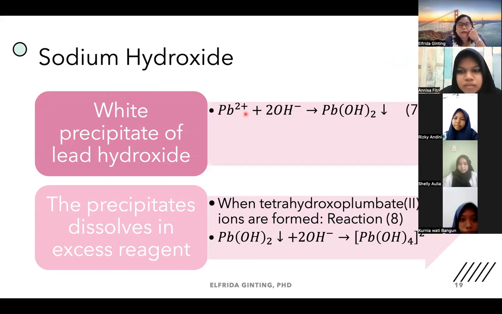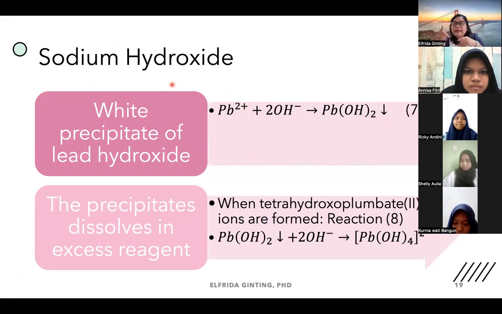Now, what happens if you have sodium hydroxide? If you react lead 2 plus, Pb 2 plus, with sodium hydroxide, you will also form a precipitate of lead hydroxide. Now, how can we identify this lead hydroxide further? If you react lead hydroxide with excess reagent, you have this.